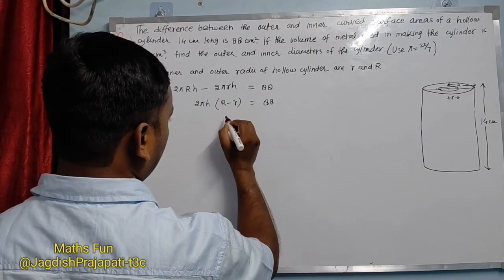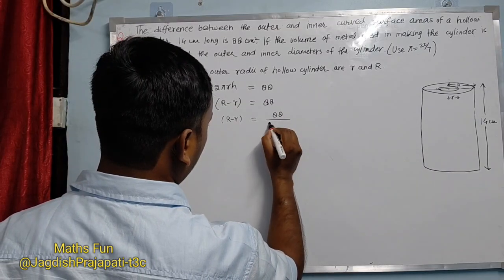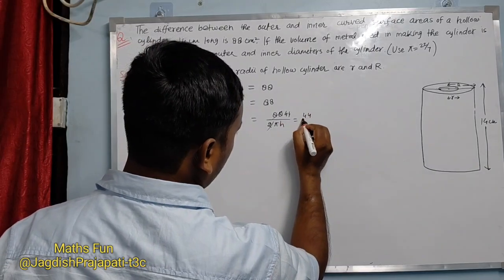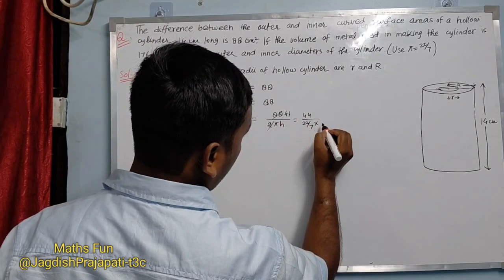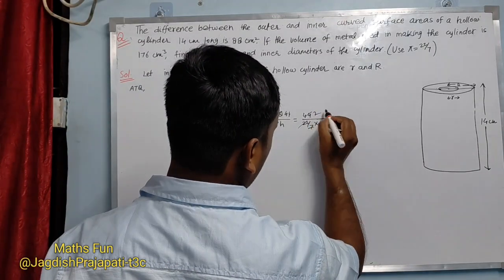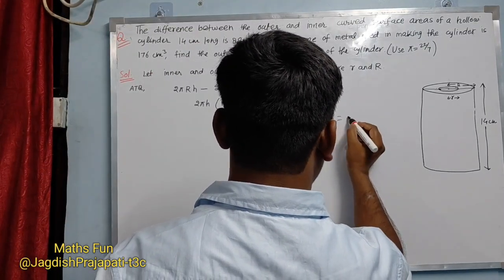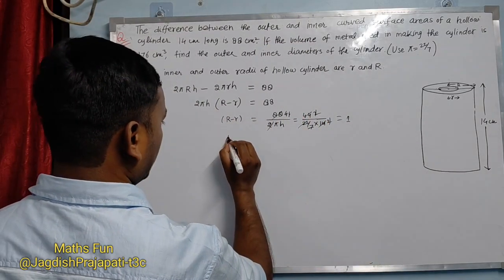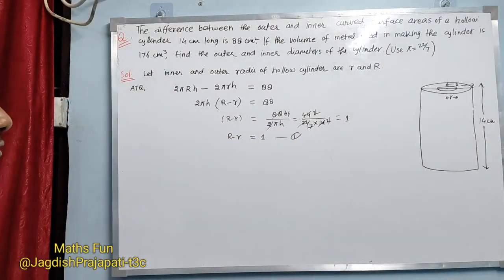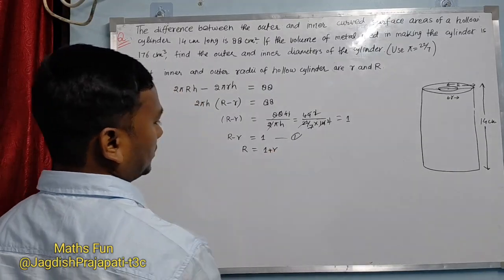h is given, so let us find this only. R minus r will be 88 upon 2 pi h, so 44 by 22 by 7 into h, which is 14. So 7 2s are 14, 44 by 2 is 22, and 2 1s are 2. So this is 1. So we found 1. Let's say this is equation 1. Capital R will be 1 plus small r.